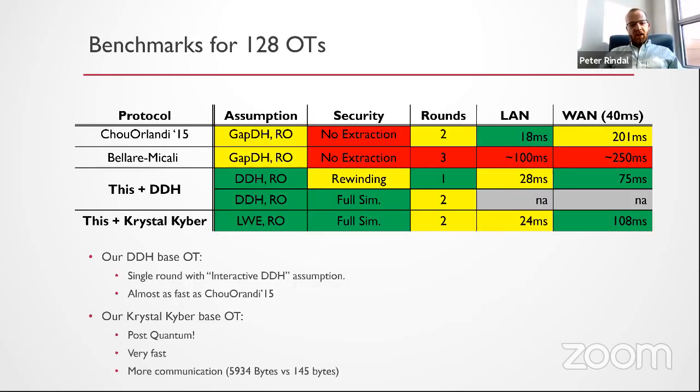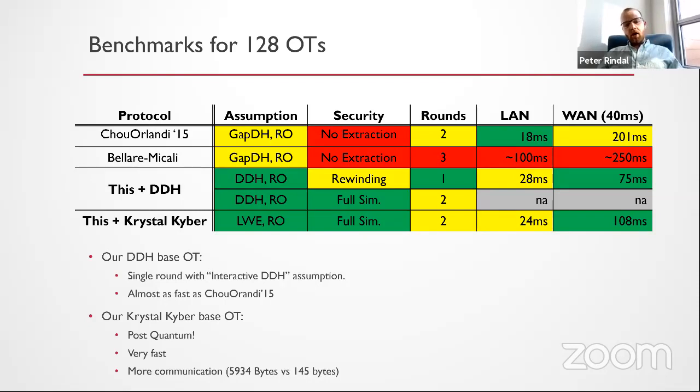At this point, I'll show you some performance metrics from different types of assumptions. I mentioned earlier the Chou-Orlandi and Bellare-Micali work. They require a stronger assumption known as gap DDH and the random oracle. Even though they use a stronger assumption, their protocol still does not allow extraction of the choice bit, and in fact their protocols require 2 or 3 rounds of interaction. The Chou-Orlandi implementation, though, is highly efficient and only requires 18 milliseconds in the LAN setting.